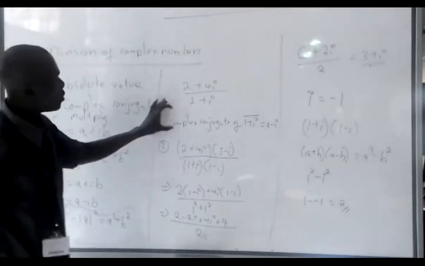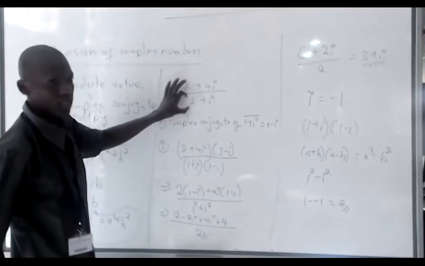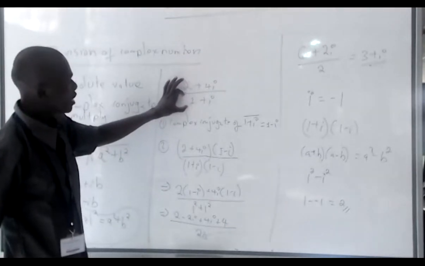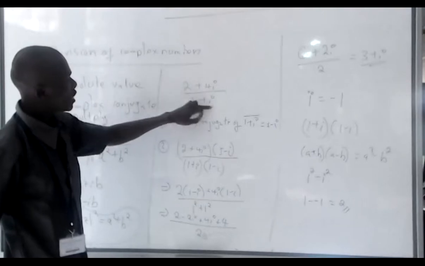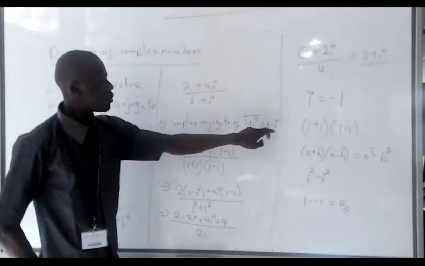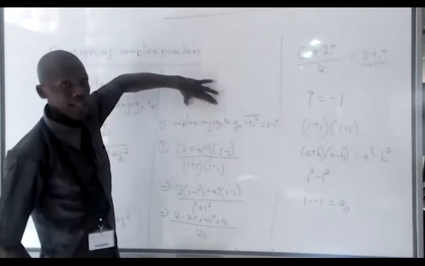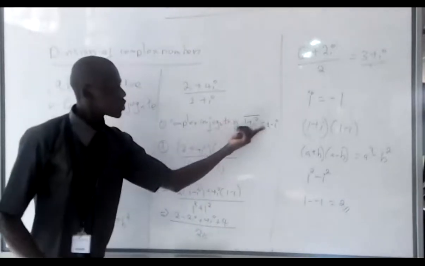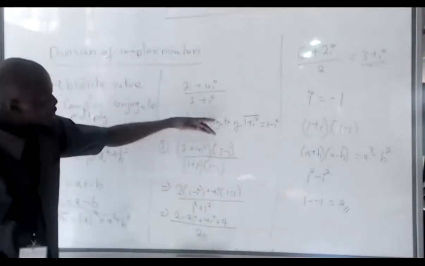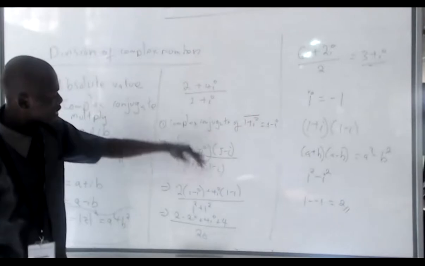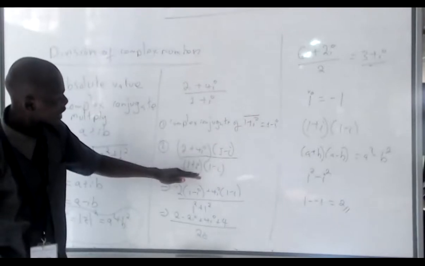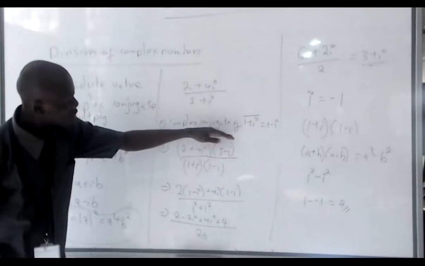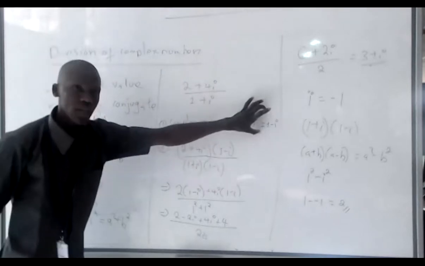The first step is to compute the complex conjugate of the denominator. In this case, the denominator is 1 plus i. For the complex conjugate, simply change the sign, from plus to minus, so we have 1 minus i as the complex conjugate of 1 plus i. That is step number 1. Step number 2, use this complex conjugate to multiply both the numerator and the denominator. So we have taken 2 plus 4i divided by 1 plus i, and we multiplied the numerator and the denominator by the same complex conjugate.